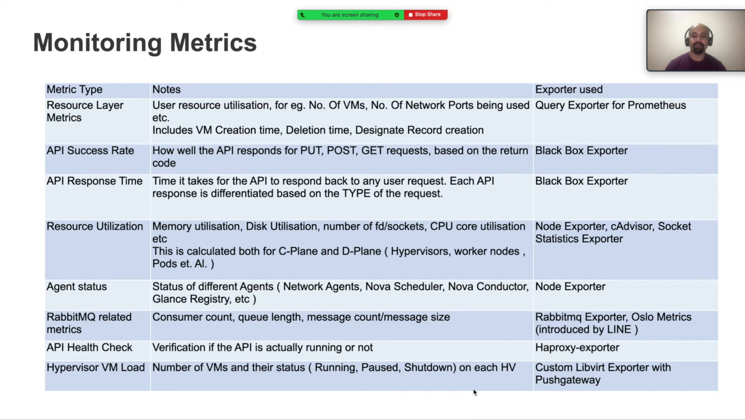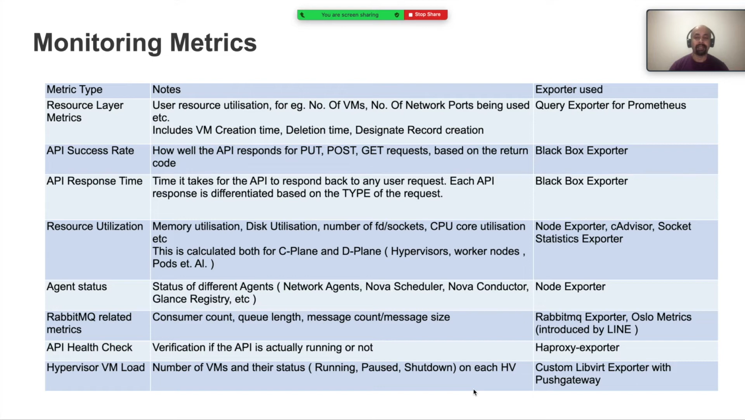The next one is the RabbitMQ related metrics, which is basically the messaging queue related metrics. So even though we have used RabbitMQ, the exporters used, or the metrics, the way we are calculating them, can be similarly utilized with other messaging queue applications as well, if not completely, then in principle. For example, with Kafka or with any other homegrown messaging queues.